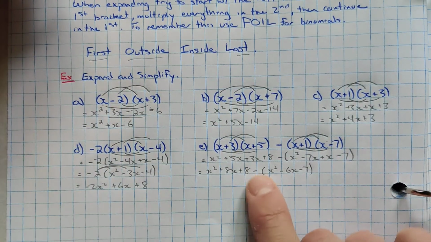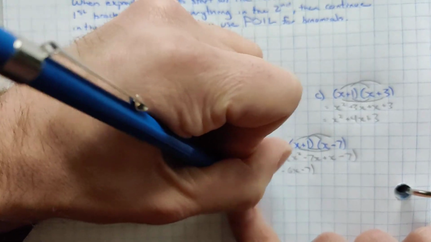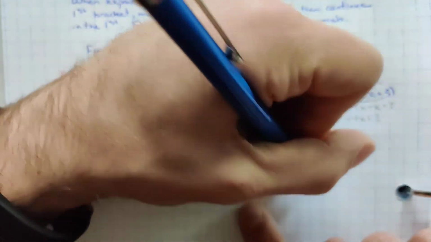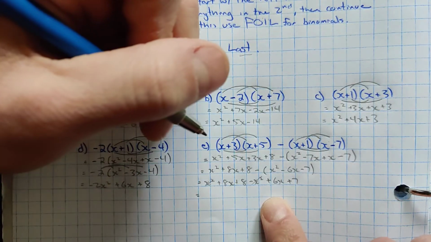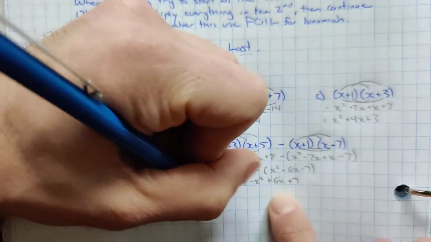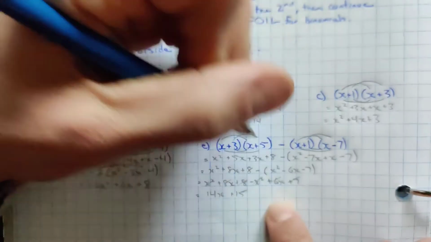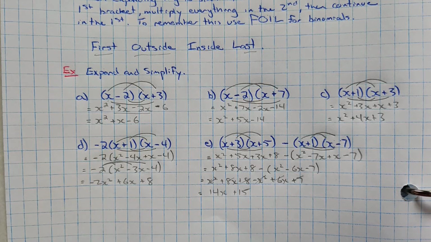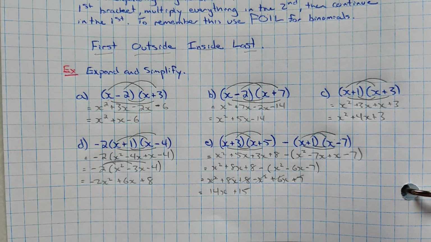Now that negative sign will flip all the signs inside there: x squared plus 8x plus 8 minus x squared plus 6x plus 7. x squared minus x squared will get rid of each other. 8x plus 6x is going to give me 14x. And 8 plus 7 is going to give me 15. So there we have multiplying our binomials out. And again, use that FOIL method when you do it. Draw the lines and you will get some nicer looking expansions.